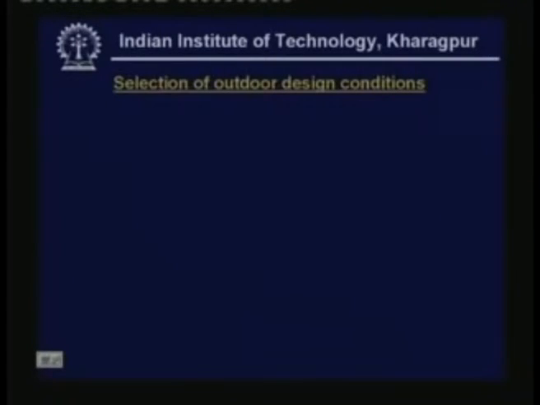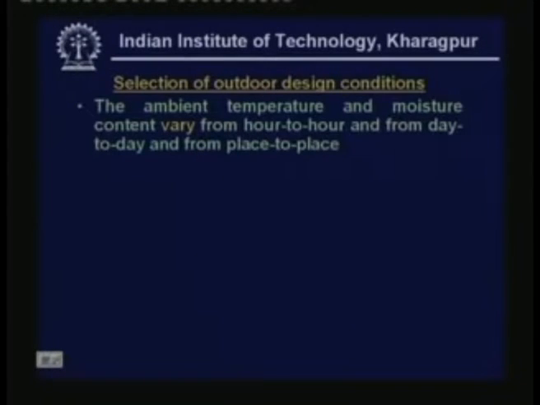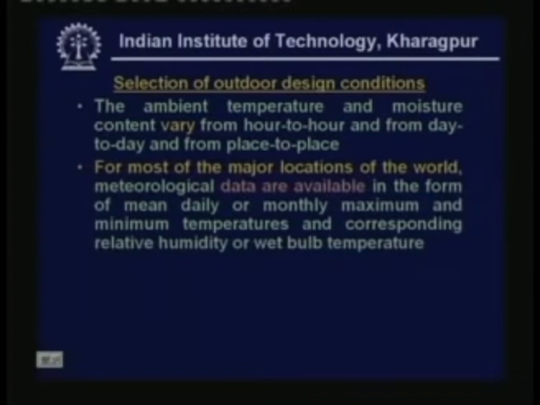So, first let us look at how to select outside design conditions. The ambient temperature and moisture content, as you know very well, vary from hour to hour, from day to day and from place to place. For most of the major locations of the world, meteorological data are available in the form of mean daily or monthly maximum and minimum temperatures and corresponding relative humidity or wet bulb temperature. This data is recorded and it is available.